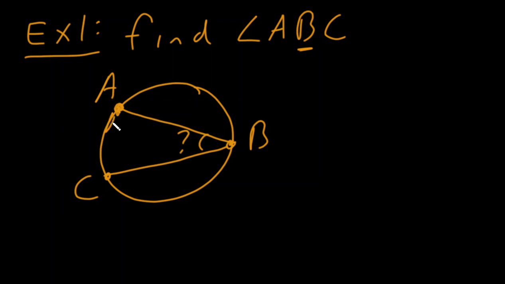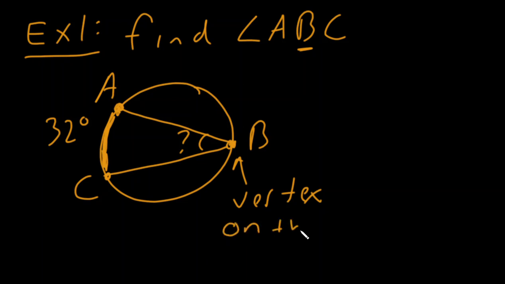Now we need to know first thing, the subtended arc from A to C. Let's call that, let's go 32. We'll say that's 32 degrees. Alright, so we know right here we have a vertex that is inside the circle, on the circle, or outside. What do you think? And in this case, it would be a vertex on the circle.